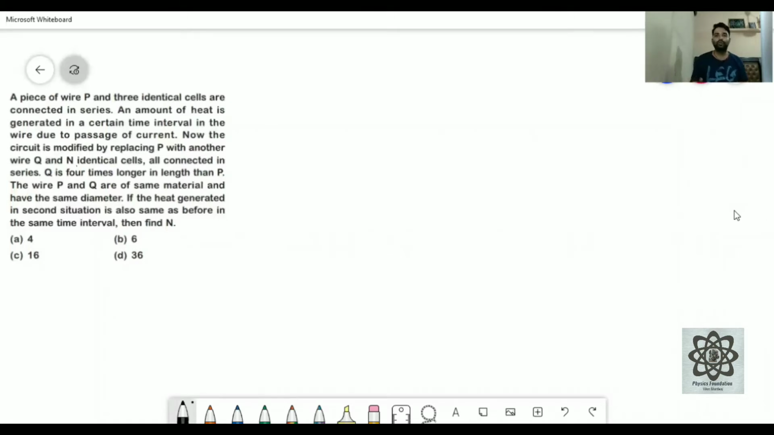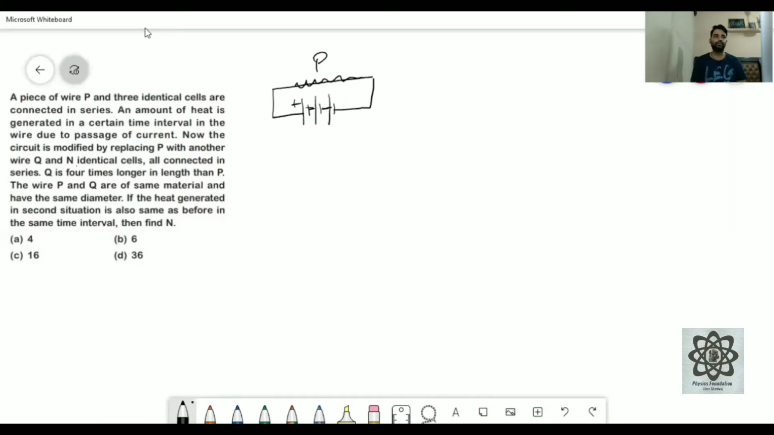Today we're going to solve the next problem which was in the NSCGS paper. The question is, a piece of wire P and three identical cells are connected in series. So what they are saying is, there is a piece of wire which has some resistance, and it is connected with three cells. So I've connected three cells.